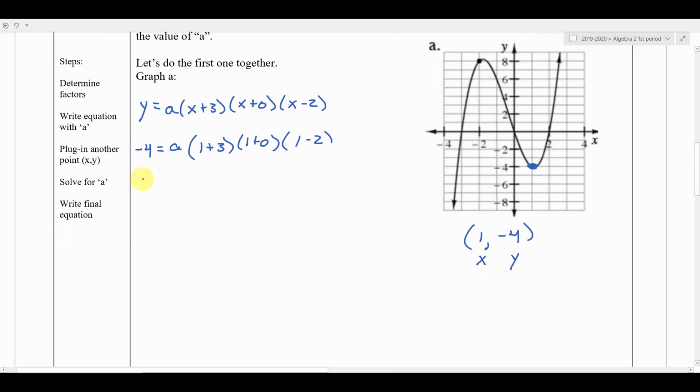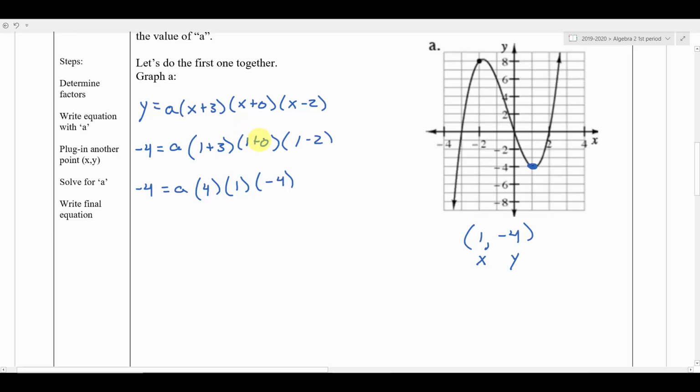The way I'm going to start this, I'm just going to go into each parenthesis, since parentheses come first, and simplify a little bit. So I've got -4 equals a, and then 1 plus 3 is a 4, so that parentheses becomes a 4. 1 plus 0 is 1. And 1 minus 2 is -1.